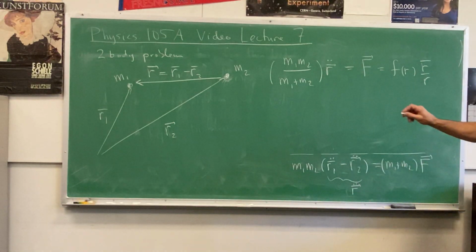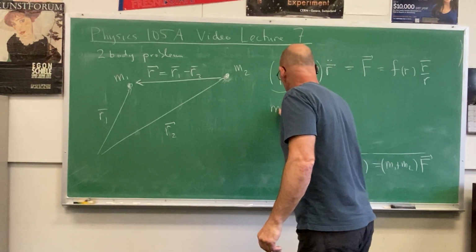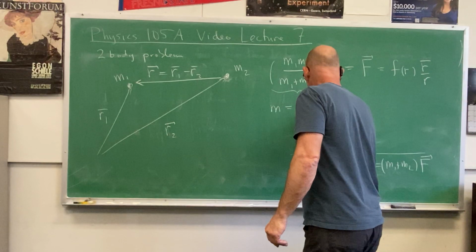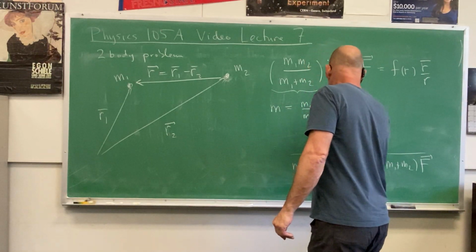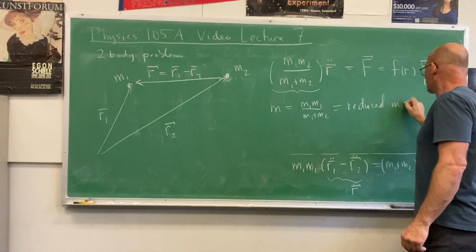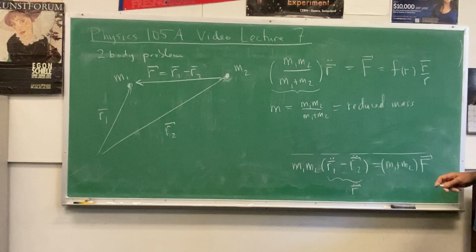And this interesting quantity is referred to, I'm just going to call it M, equals the product of the masses divided by their sum, and that's what's called the reduced mass. We'll say a couple words about that. That's what's called the reduced mass.